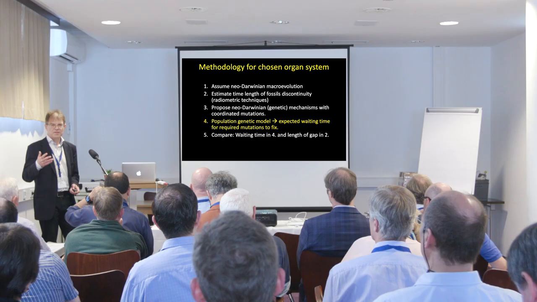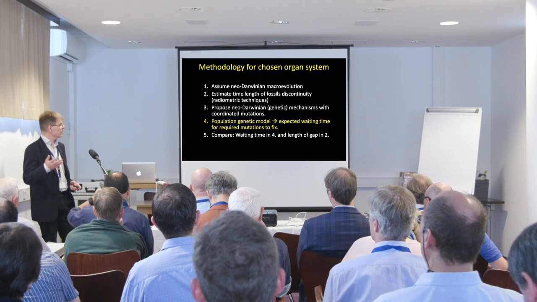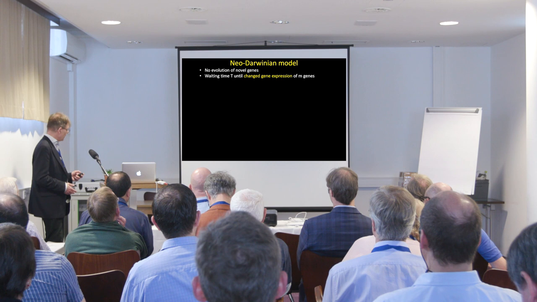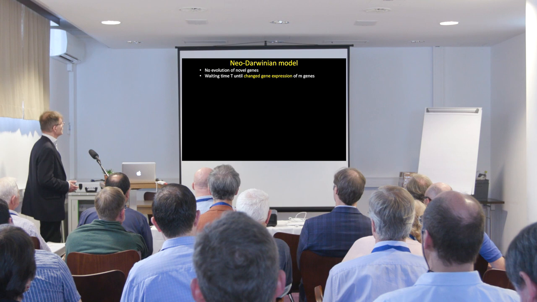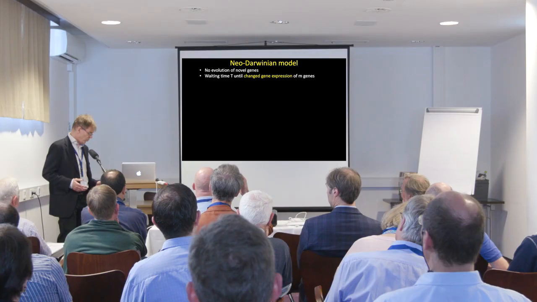So this is sort of bringing it into a wider concept. So let's assume now we look at a genetic model for the origin of feathers, for instance. Let's say that we need changes of three genes. And as I said, we will make it easier for the Neo-Darwinian model, and we will not assume evolution of any coding DNA in terms of novel genes. We will only look at changed expression of genes that already are in place. So that is an easier waiting time problem.